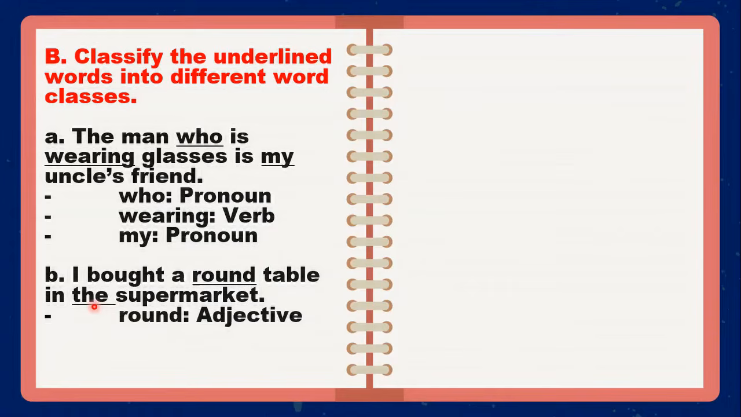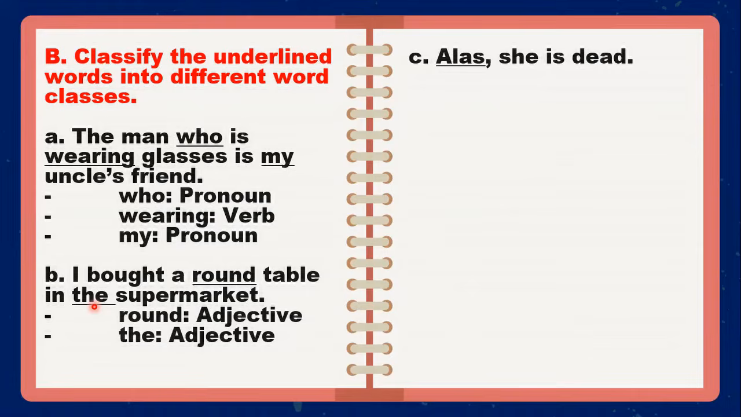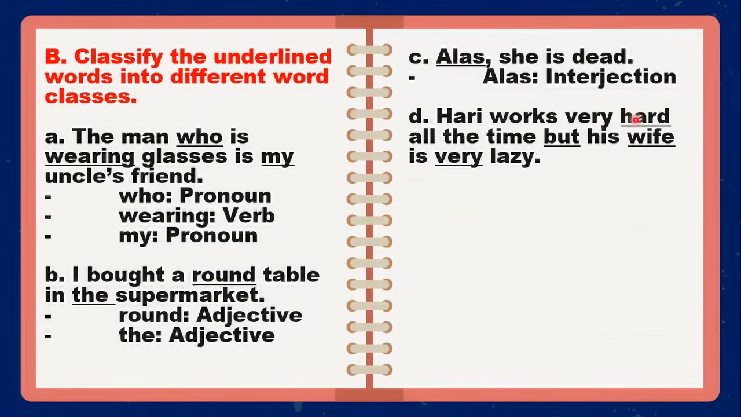Article, I have said before, we do not put it in a separate determiner, we put article in adjective, therefore the is adjective. Number C, alas is dead. It shows that you are very very sad at the death of the lady. So this word captures your sad emotion, therefore alas is interjection. Hari works very hard.